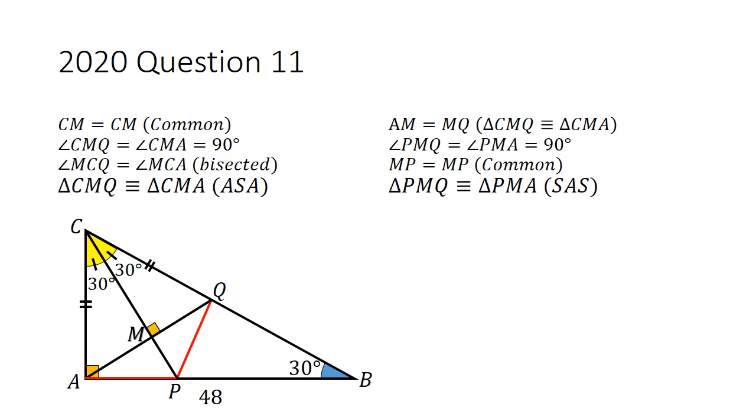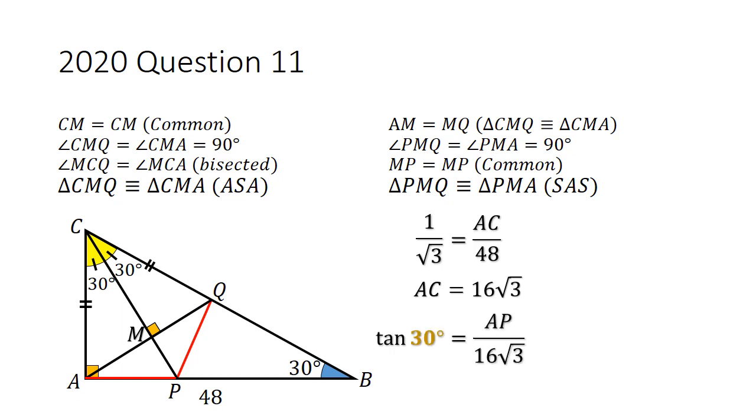Now let's turn our attention to the smaller right-angled triangle, triangle CAP. In this smaller right-angled triangle, we can use the yellow 30 degrees as our reference angle. So tangent of that yellow 30 degrees is equal to the opposite AP divided by the adjacent AC, which we have just found to be 16 root 3. Once again, tangent 30 degrees is the same as 1 over root 3. We can conclude that the length of line segment AP is 16. Therefore, the side that we want to find, PQ, is also equal to 16. And that's our final answer.